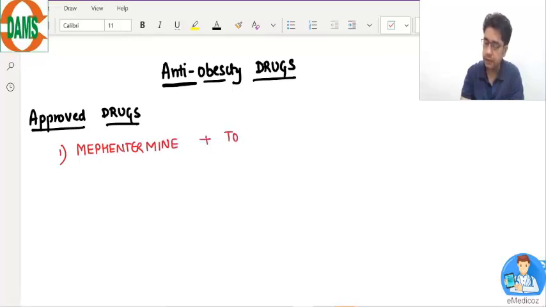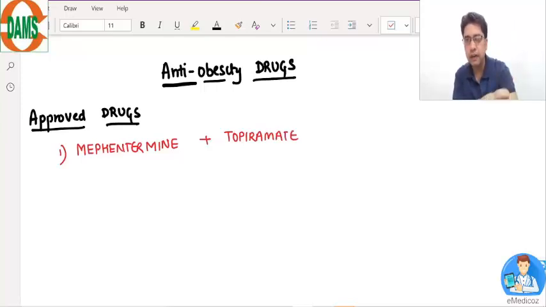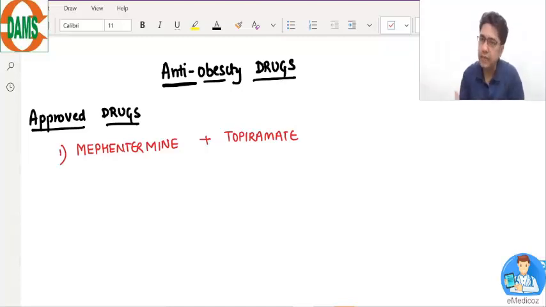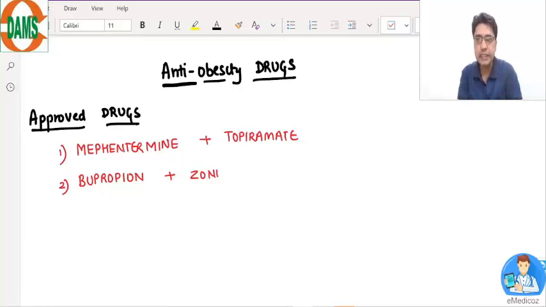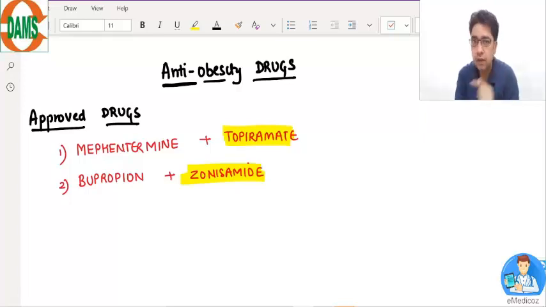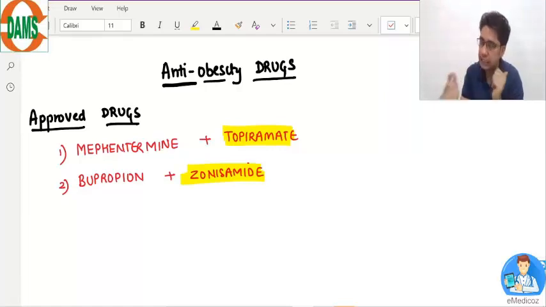Plus topiramate. Mefentermine, I will be telling you now, is a sympathetic drug. Topiramate is an anti-epileptic drug. Bupropion, which I told you is also anti-smoking. Zonisamide, again one anti-epileptic drug. Now the question comes, which two anti-epileptic drugs promote weight loss? Topiramate and zonisamide. We will discuss in epilepsy.